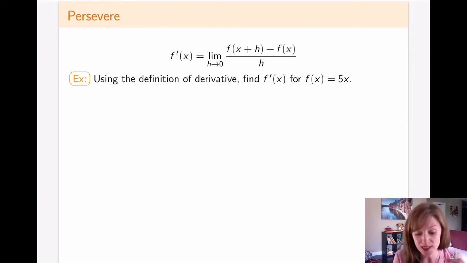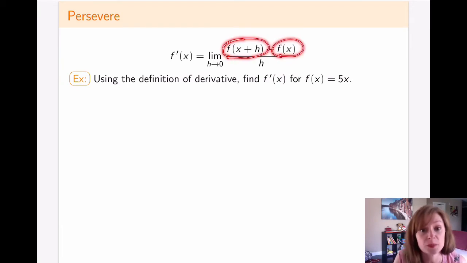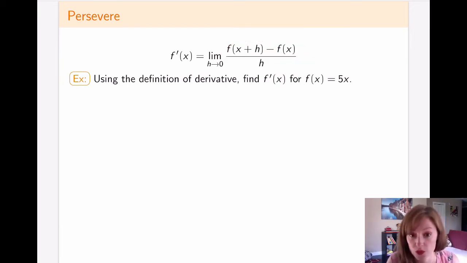This is the first time using the analytical representation of the derivative. This is our first time computing the exact value of the derivative. Not an approximation, but an exact value. In the definition of the derivative, I have the function f of x, but I also have f of x plus h. So we're going to have to compute f of x plus h.